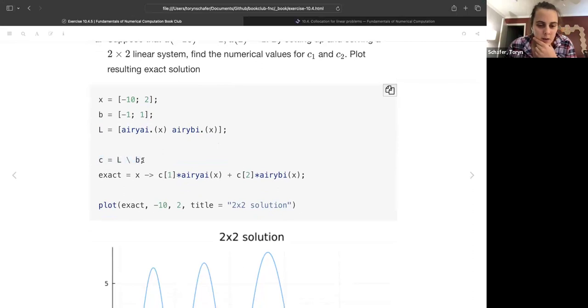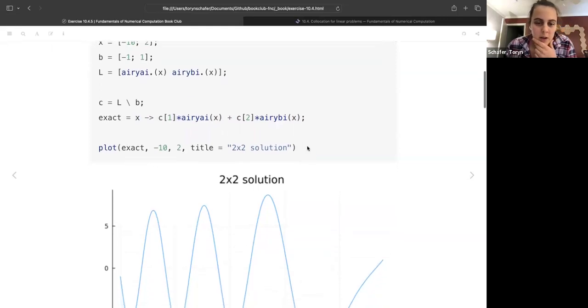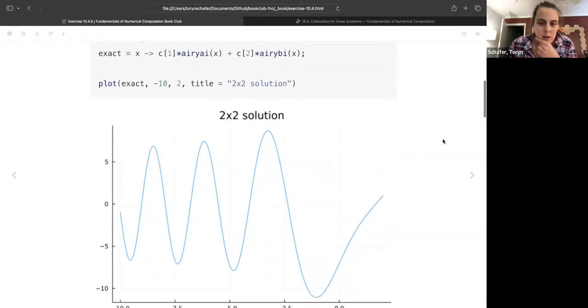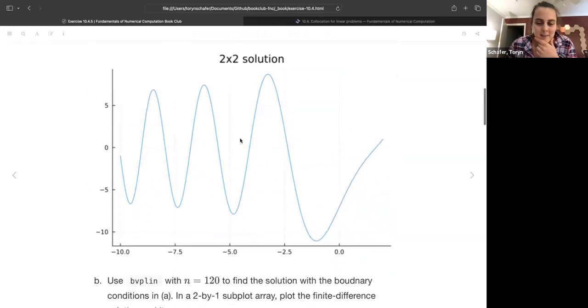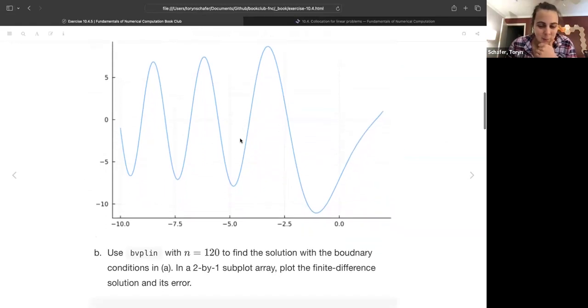L backslash B. And then we have now the exact solution, c1 times Ai plus c2 times Bi, and we plot it, and we have what they described: oscillating for x less than 0 and then sort of exponential as it goes to the right of 0. And yeah, like you said, this is because we're just calling these Airy Ai functions, and it's doing all that. Okay.